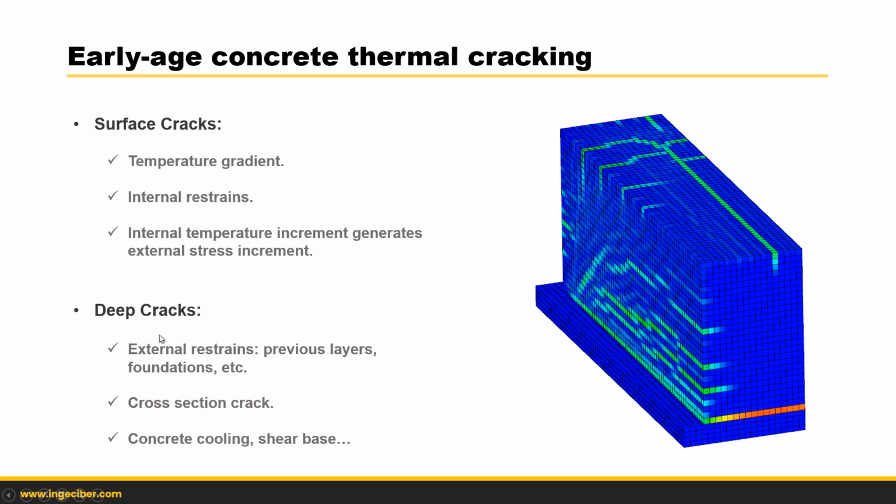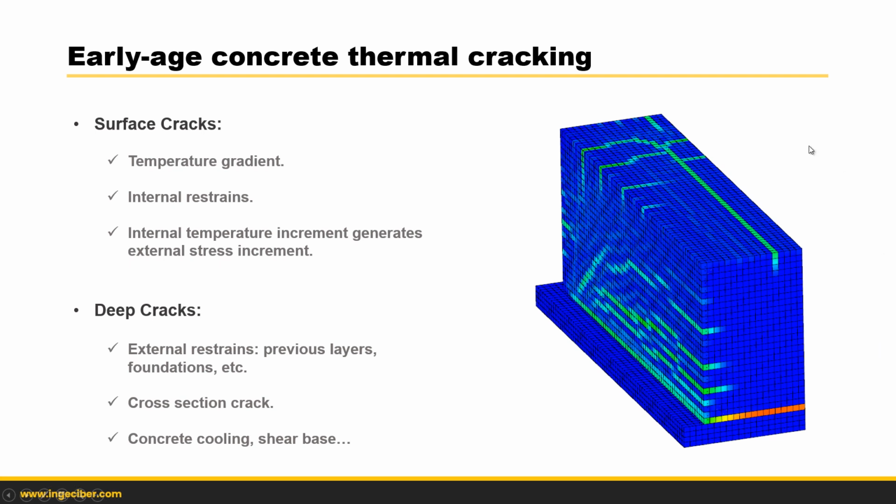And there are other cracks. In this case it is one, but we could have several. These are the deep cracks, and these are more related to external restraints. These external restraints are due to the base of this block, where the stiffness is higher. During cooling, and also shrinkage effects or other concrete effects, this generates a shear on the base, and these cracks are cross-section cracks that could cross the whole section.